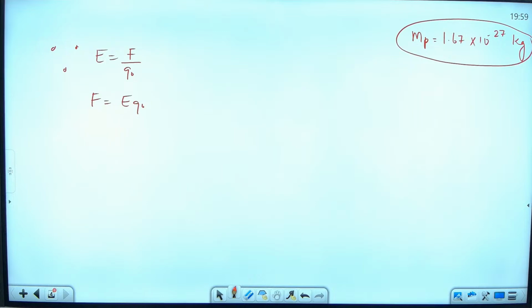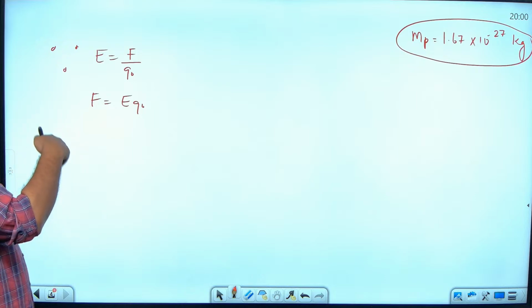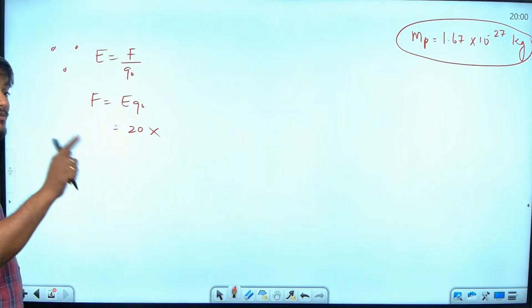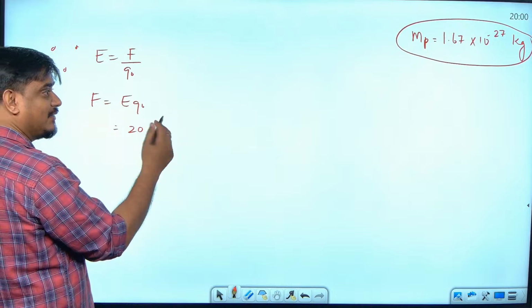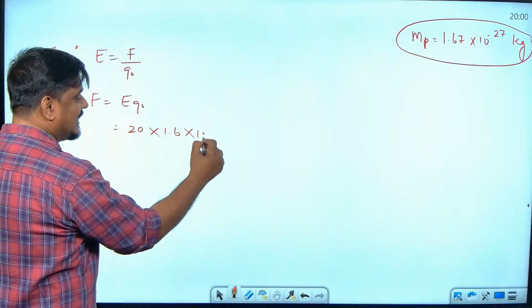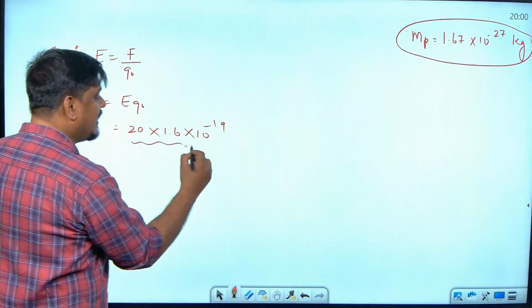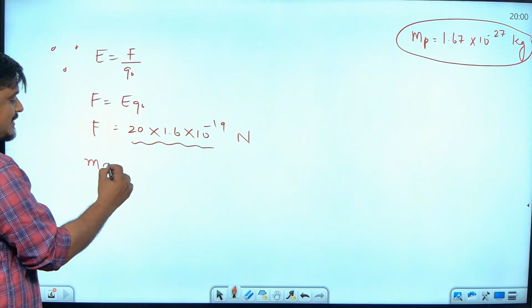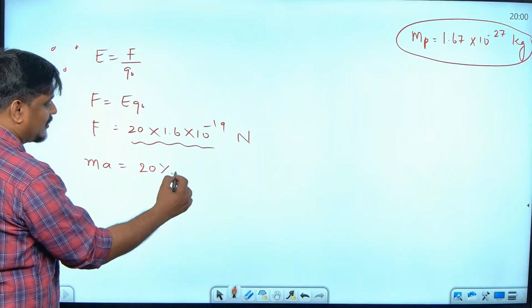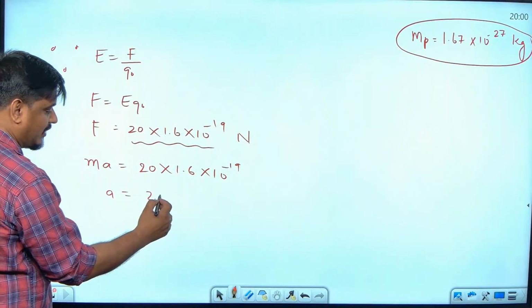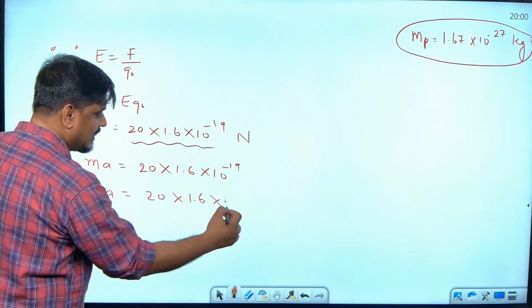Since electric field is force per unit charge, the force will be electric field multiplied by charge. So what is the electric field given? 20. What is the charge of one proton? e is how much? 1.6 × 10 to the power minus 19. When you solve, you will get the force, this much Newton. And force is also equal to mass into acceleration. Now it is just the multiplication, which I am not willing to check. I hope most of you know how to multiply two numbers.